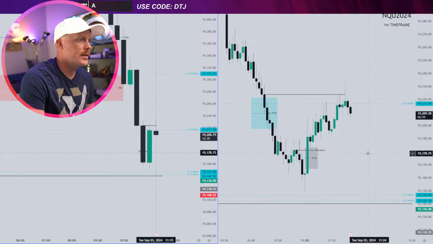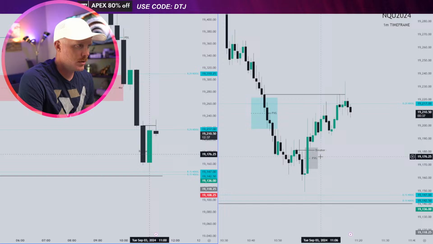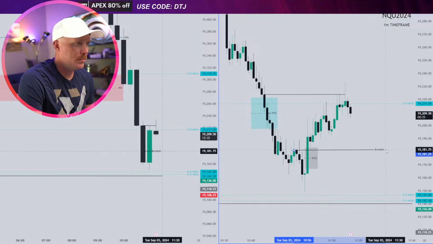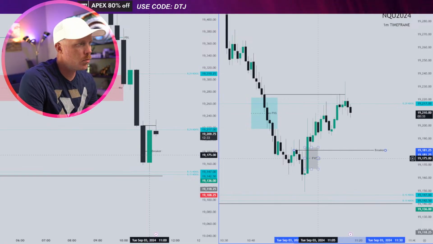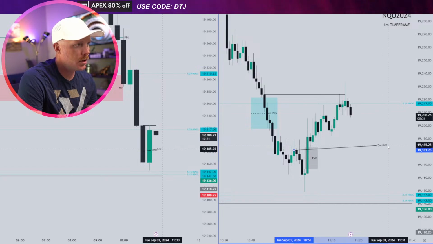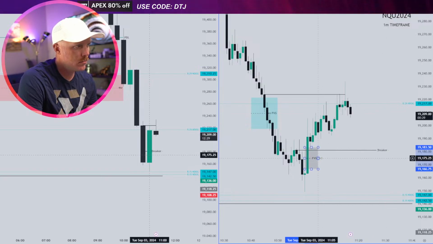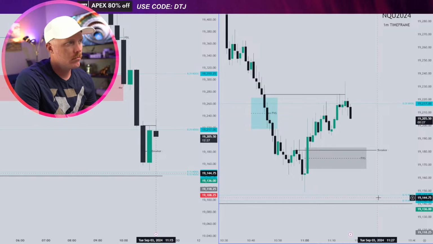We're going to watch price come into this level. At least I'm hoping. And we'll see what price does around this level. That's what we're watching.